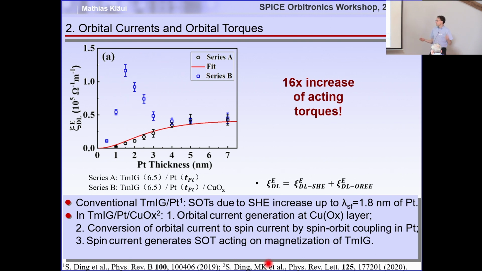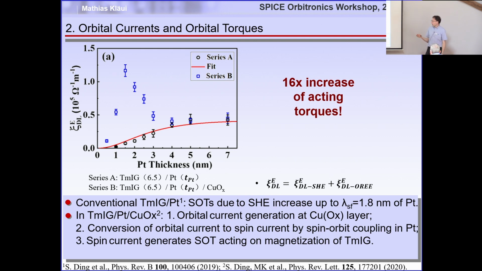So we did a lot of tests. We checked what the conductivity of the copper oxide is. We removed the platinum to see what happened. But actually, it's robust. And we saw that for a certain thickness of the platinum, you have a 16-fold increase in the torques. That's gigantic. I mean, we were always fighting for a factor 2. Here, you just get a factor 16 for free.